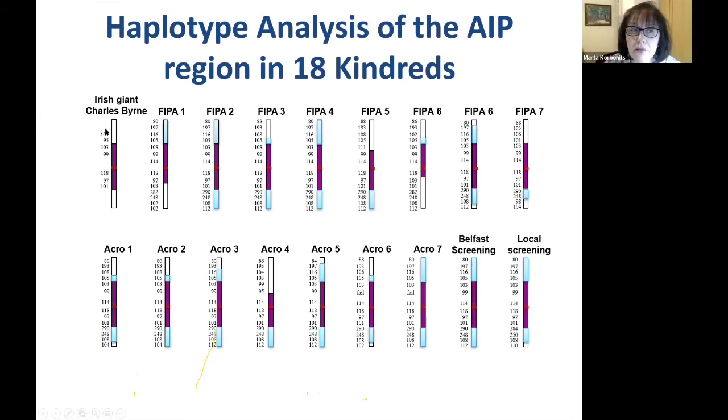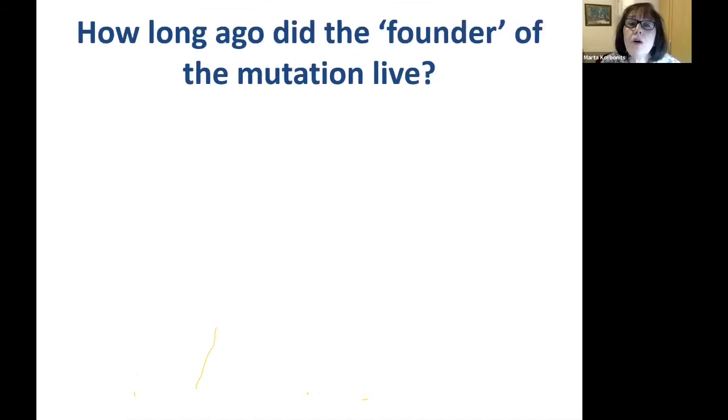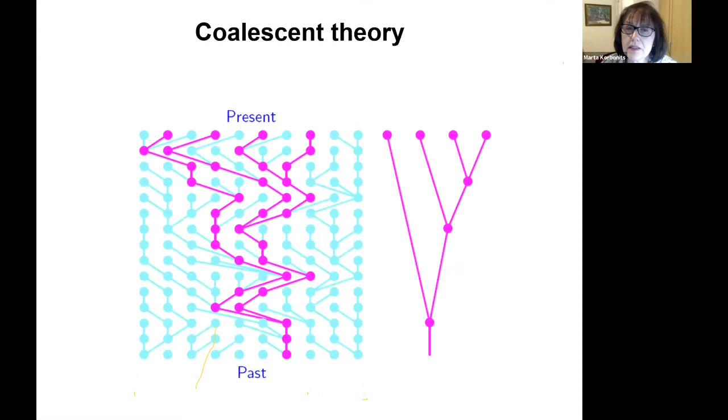Right back to the oldest sample we had, which was Charles Byrne from the museum. So the question is, how long ago did that founder person live who first had this mutation and then his descendants actually created all these patients with gigantism? And we use the theory called the coalescence theory. So if you have four patients today, then if you go back in time and generations, you will find the one person who actually started this disease.